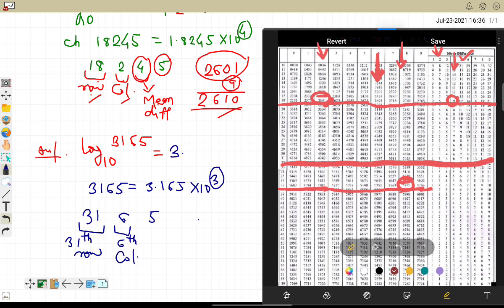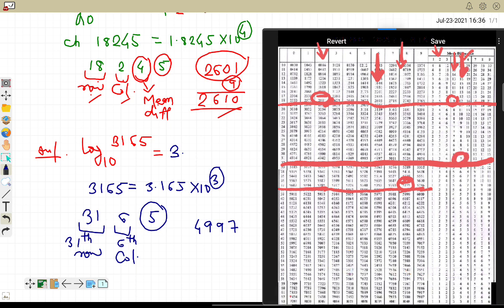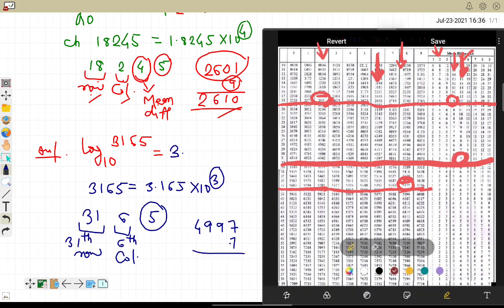4997. So first write 4997. Next check for the 5th column. So what is in the 5th column? This one is the 5th column for us. So in the 5th column we have value 7. So write here 7. So 7 plus 7 is 14, 9 plus 1 is 10, 9 plus 1 is 10, and this one is 5. So our net value is 3.5004.